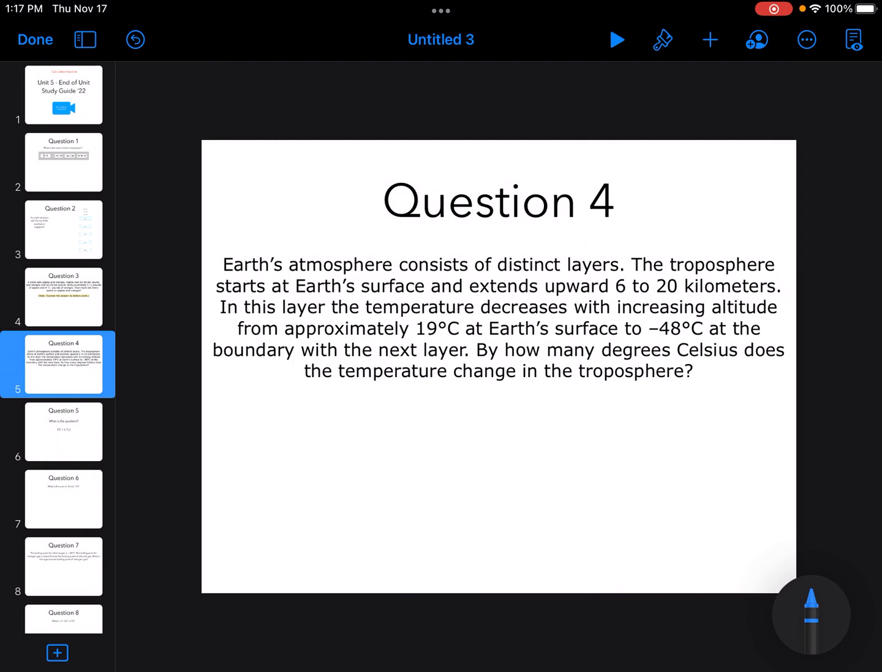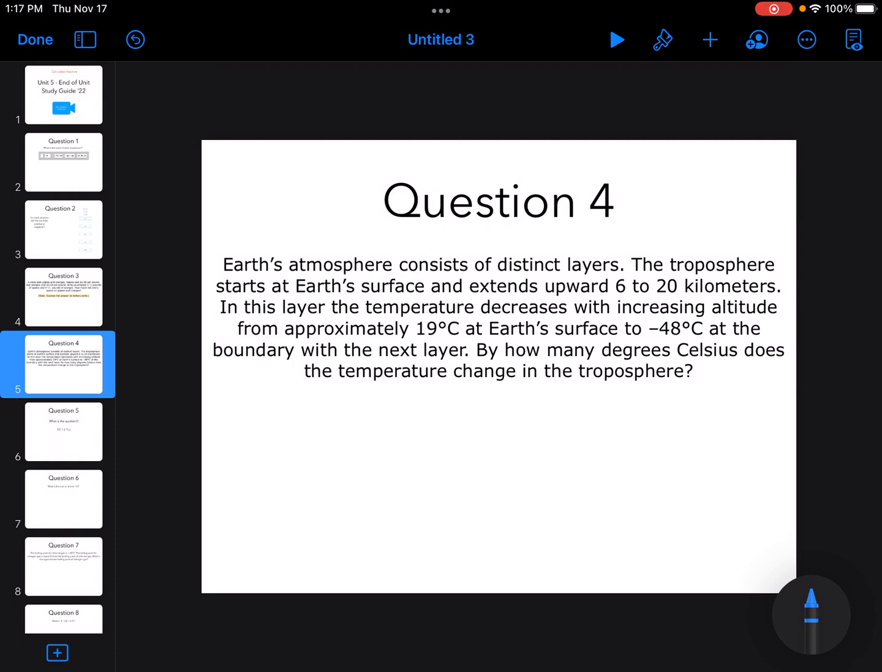The Earth's atmosphere consists of distinct layers. The troposphere starts at the Earth's surface and extends upward 6 to 20 kilometers. In this layer, the temperature decreases with increasing altitude, from approximately 19 degrees Celsius at the Earth's surface to negative 48 degrees Celsius at the boundary of the next layer. By how many degrees Celsius does the temperature change in the troposphere?